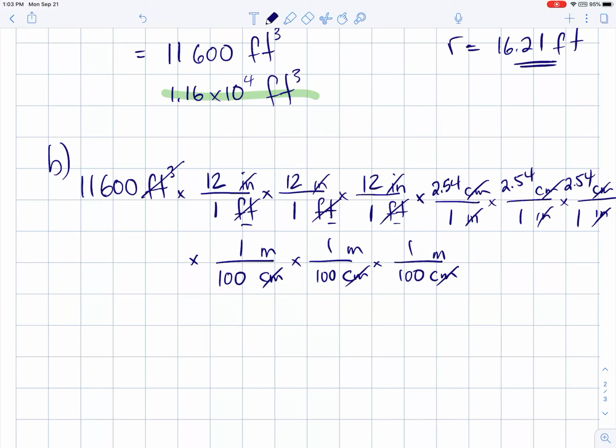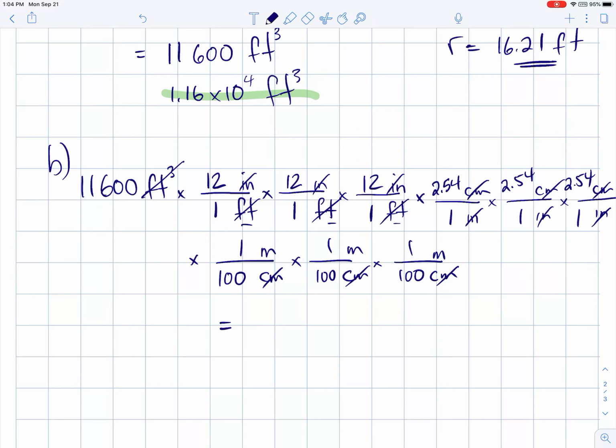So now on my calculator, 11,600 times 12 times 12 times 12, the 3 12s that are in the numerator, multiplied by 2.54, multiplied again and again 3 times by 2.54. And then, because the 100 is in the denominator, we'll divide by 100, divide again by 100, and divide again by 100, and press equals.